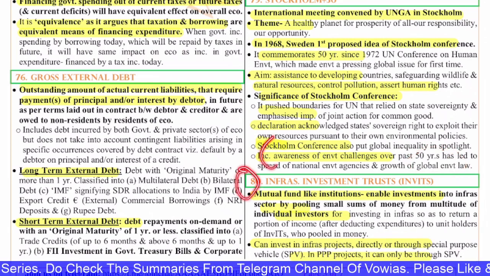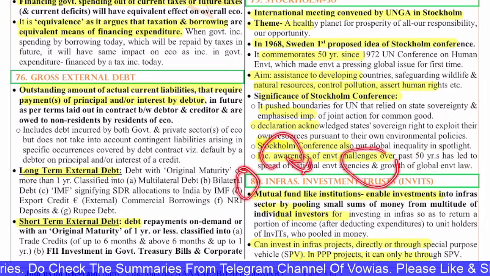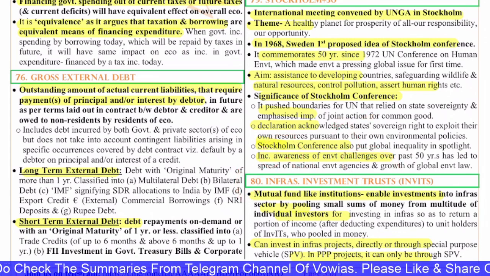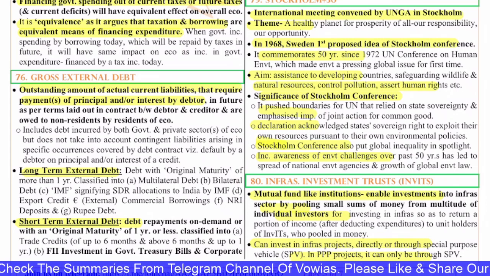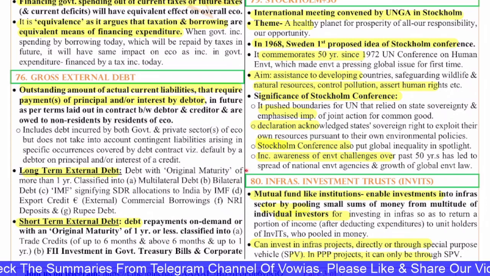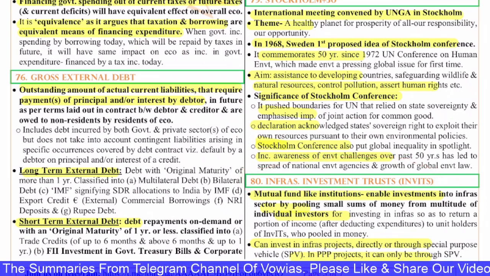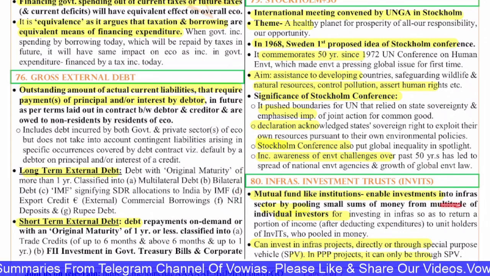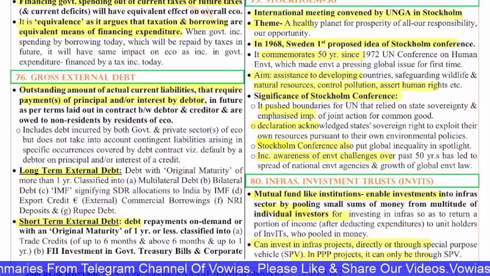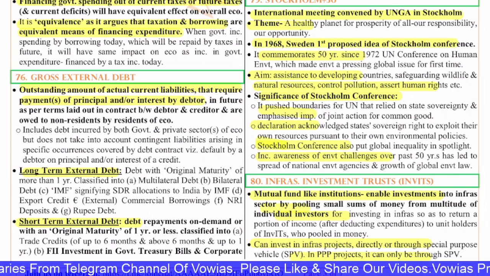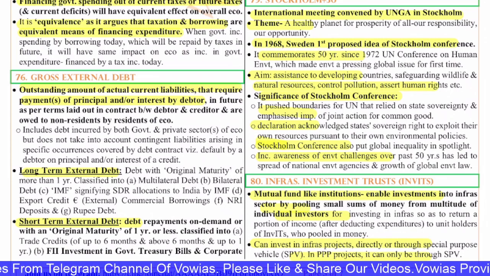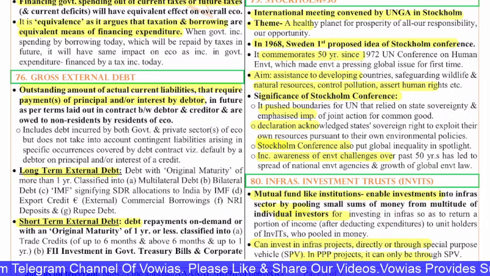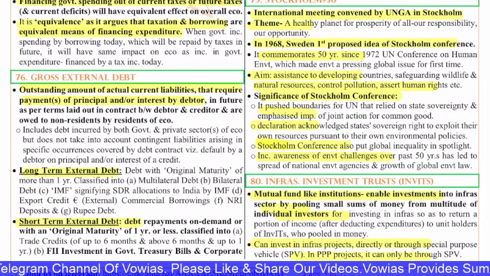Next, the 80th question is on infrastructure investment trust. Infrastructure, as you all know, is very important for overall development. So for infrastructure investments, money will be needed, long-term loans will be needed. For this only, the infrastructure investment trust is formed. It is a mutual fund-like institution, and it enables investments into infrastructure by pooling sums of money from a multitude of individual investors for investing in infra, so as to return a portion of money to the unit holders of investments who pooled the money.